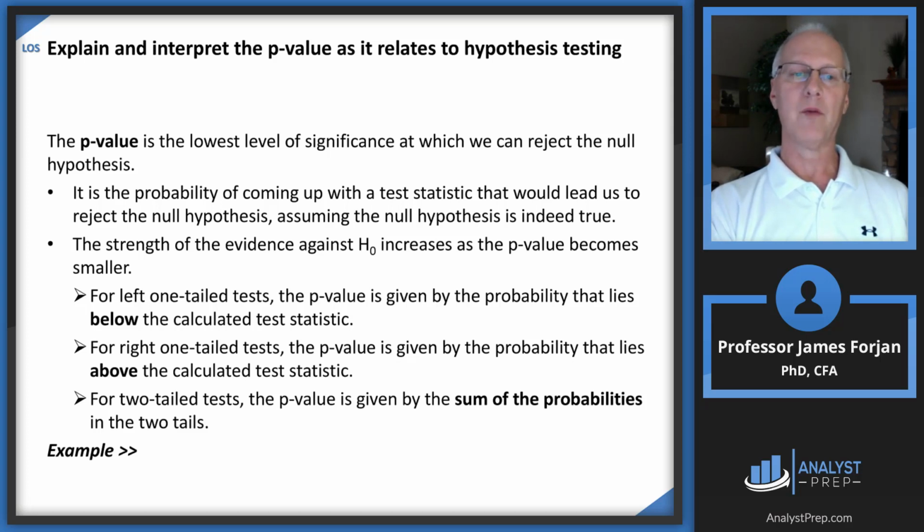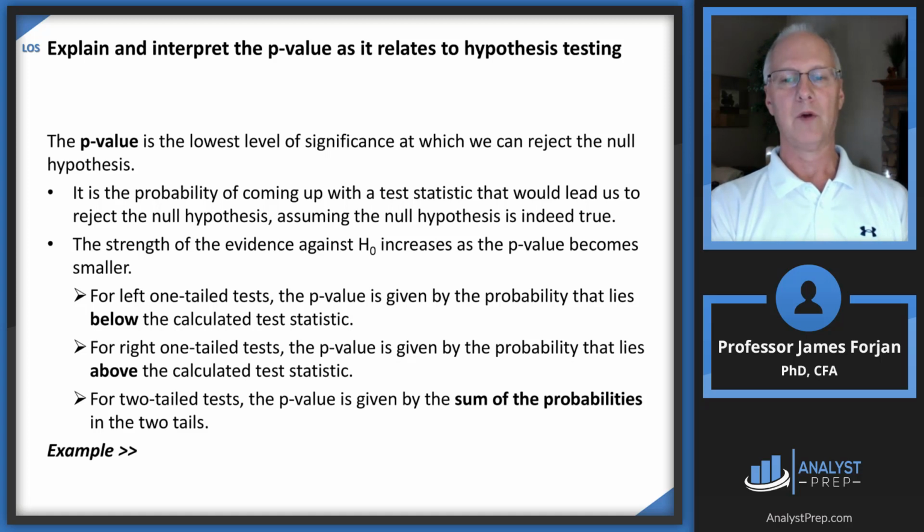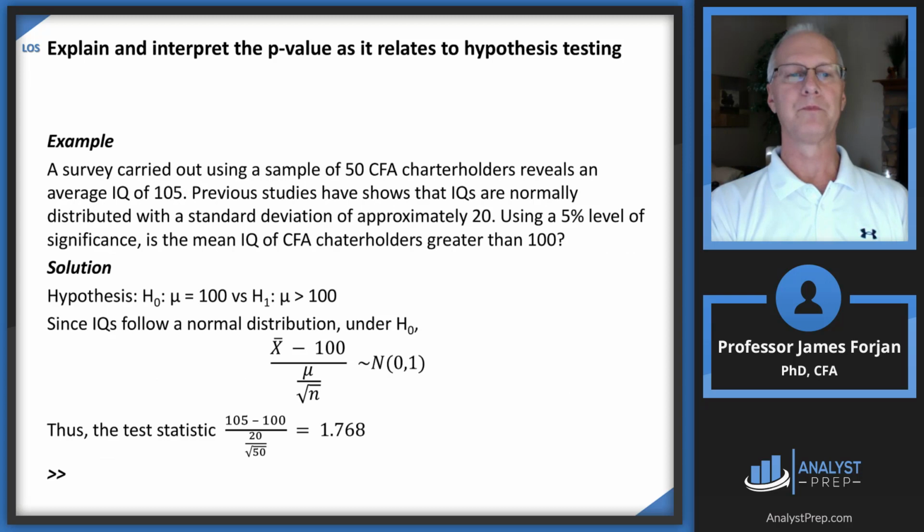And we're going to see if our p-value falls below that number, then we're probably going to reject the null hypothesis. If it lies above that number, we're probably going to fail to reject the null hypothesis. Those are for one-tailed tests if we're working to the left or working to the right. And then we're going to sum the probabilities for a two-tailed test. Let's look at a quick example here. Let's suppose we have a sample of 50 CFA charter holders, average IQ of 105.